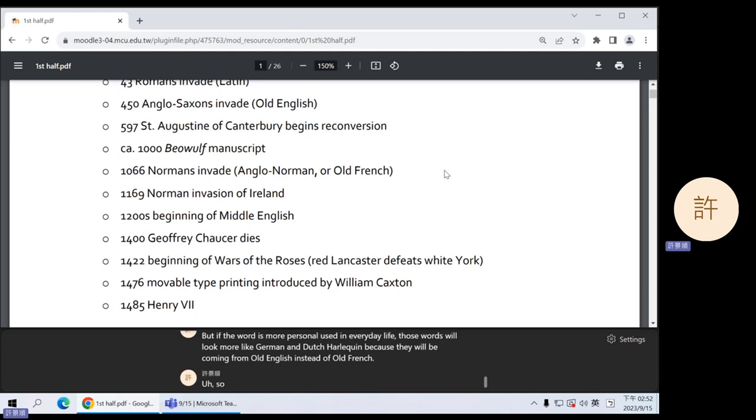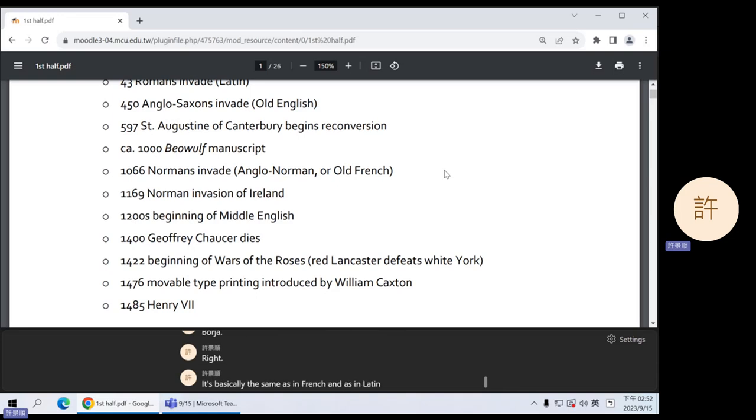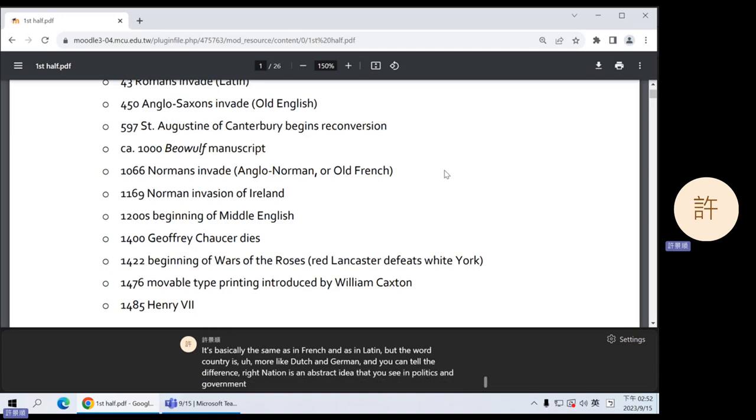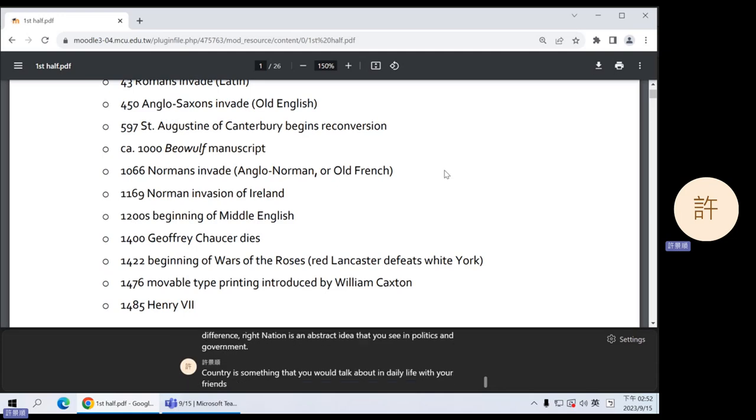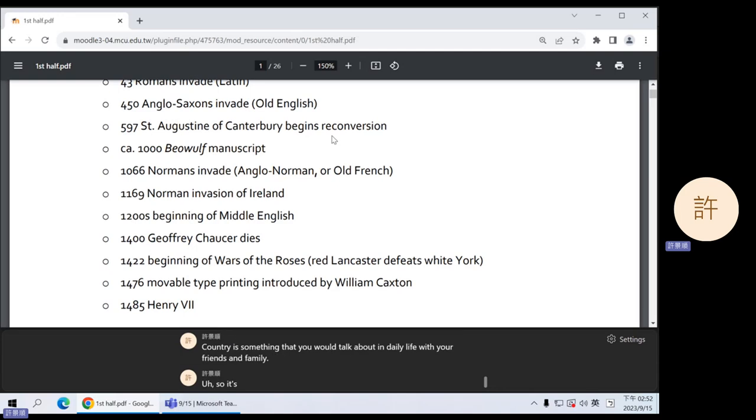So, for example, the word nation, 国家, right? It's basically the same as in French and as in Latin. But the word country is more like Dutch and German. And you can tell the difference, right? Nation is an abstract idea that you see in politics and government. Country is something that you would talk about in daily life with your friends and family. So it's a little bit different.